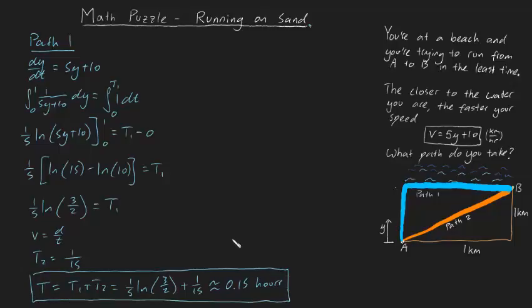Okay, now that we've got path 1 sorted, I think the next logical step would be to do path 2. So let's get started. Path 2. Okay, now it's a little bit harder, right?